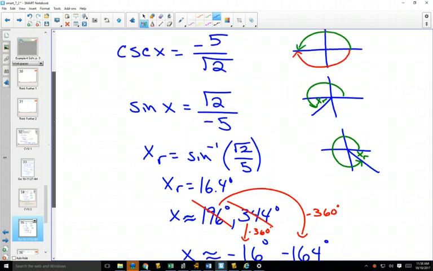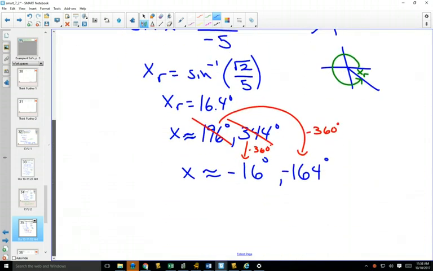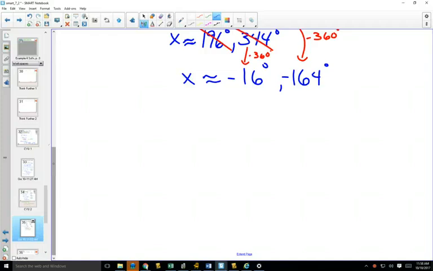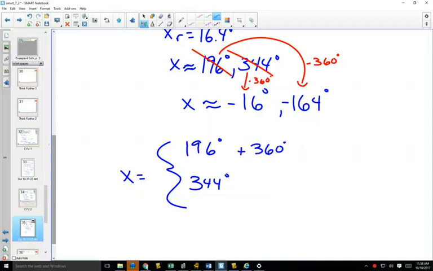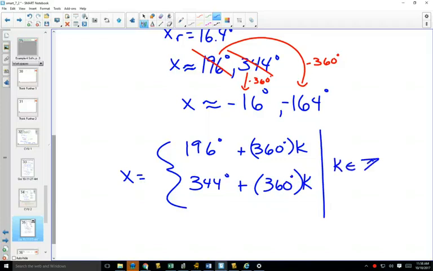Did this one say write the general solution? Yes, it did. So for your general solution, we take our two answers between 0 and 360 degrees, and write all the coterminal angles with those.